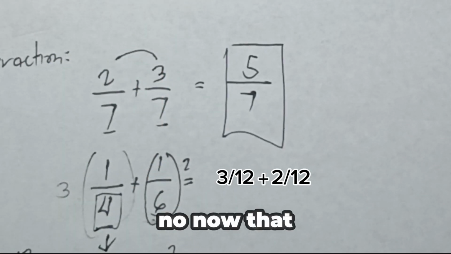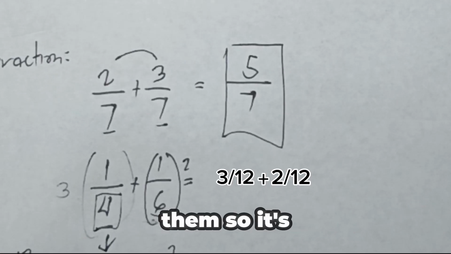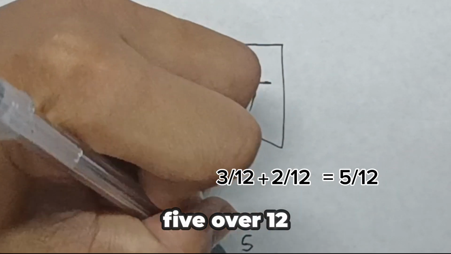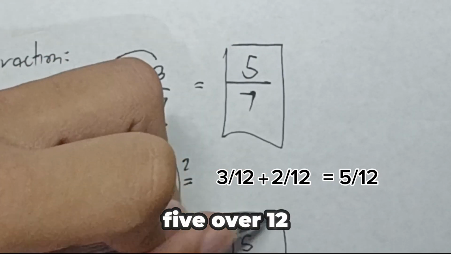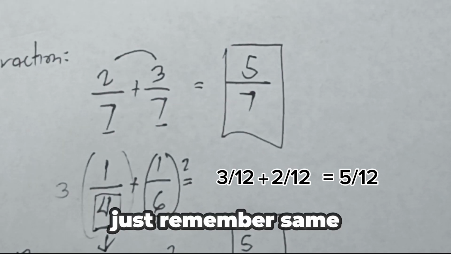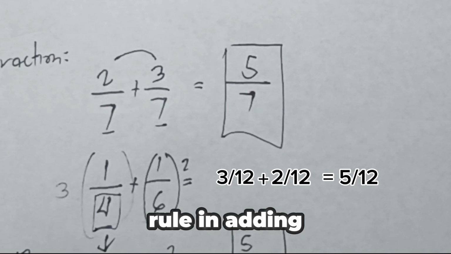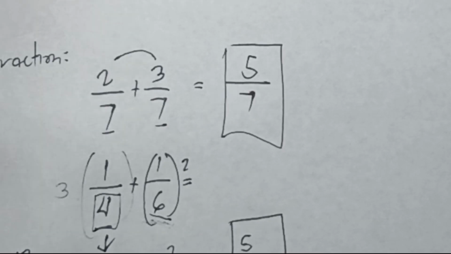Now that they have the same denominator, we can add them. So just 5 over 12. And that's the answer. Just remember, same denominator before adding. That is the rule in adding fractions.